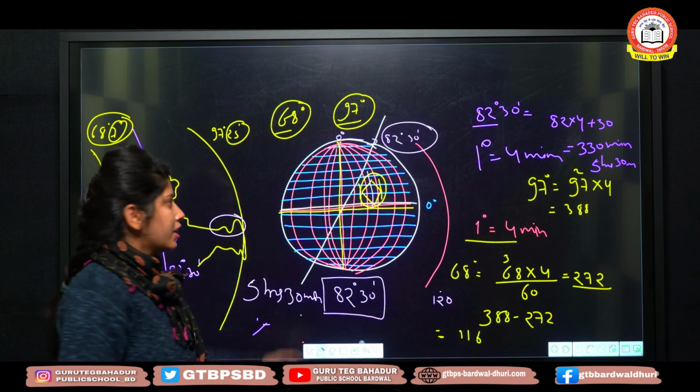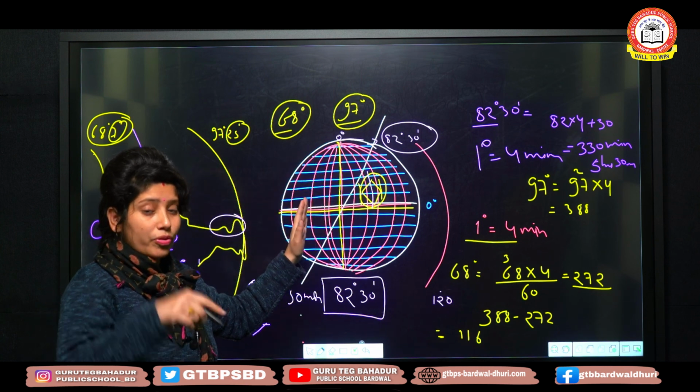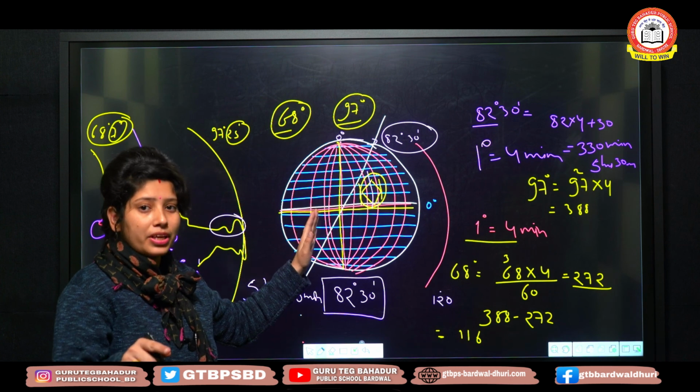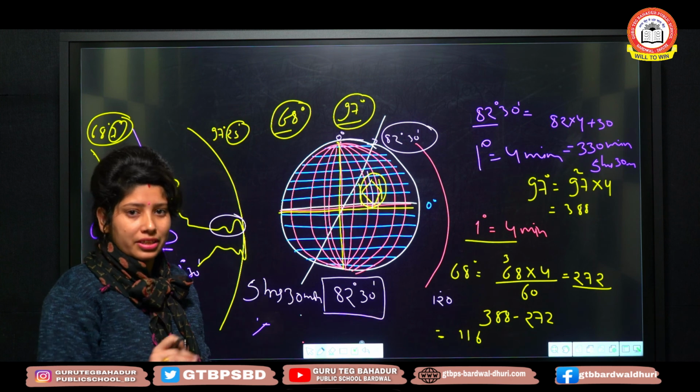Okay, if here the time is 12 o'clock, then what will be the time in India? It will be 5:30 more, meaning 17:30.